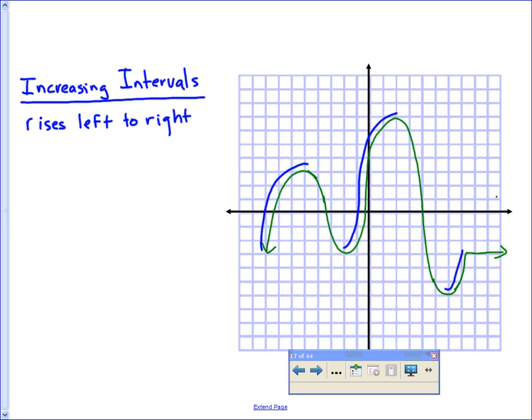Well, to find those points of inflection, what we need to do is really go through and mark what these local max and min values are. Let me actually do that in a different color.